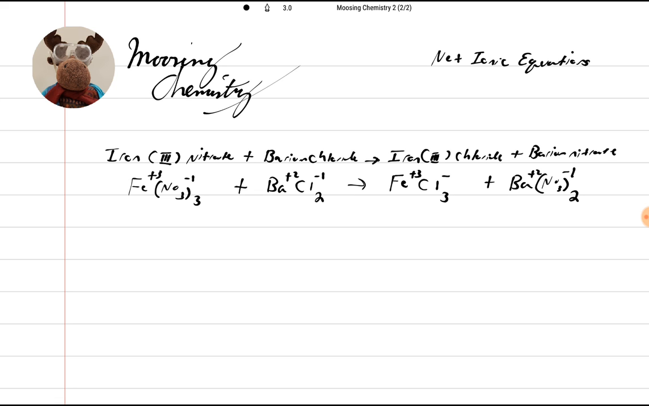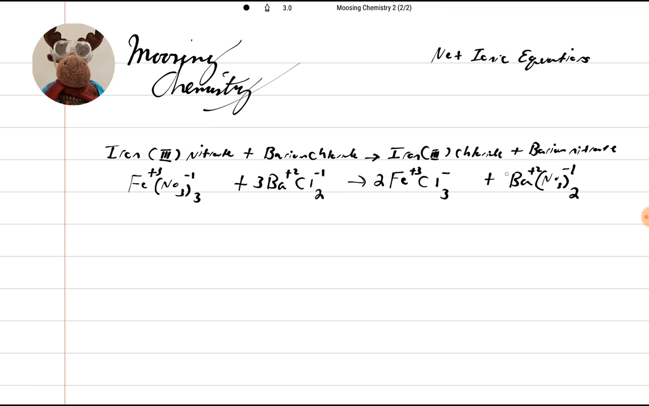The next thing we have to do is make sure it's balanced. We've got 2 chlorines here and 3 chlorines there, so we need to put a 3 here and a 2 there. Now we need a 3 here, and we have a 3 there that gives us that. That'll give us 6 nitrates, so we need a 2 here. And we're balanced.